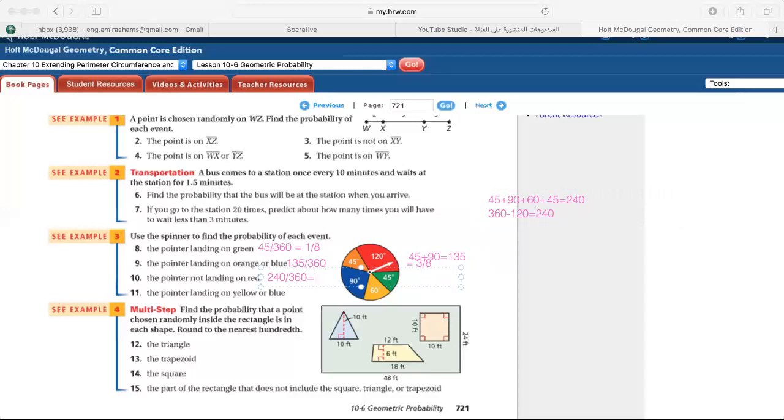And when I simplify it, it will be 2 over 3. The pointer landing on yellow or blue, which is 90 plus 60, which is equal to 150. So I will write here 150 over 360. And if I want to simplify it, it will give me 5 over 12. Got it, girls? Okay.